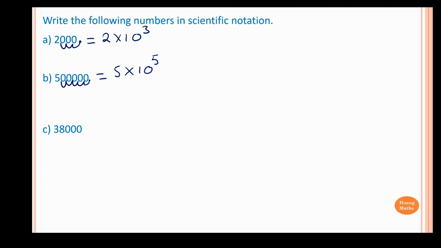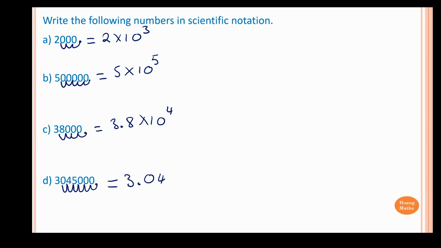38,000. Again, because there's no decimal, it means right at the back here. So we move 1, 2, 3, 4. So 3.8 times 10 to the power of 4. So part D, 3,045,000. Again no decimal, right at the back. So we move 1, 2, 3, 4, 5, 6. So 3.045 times 10 to the power of 6.